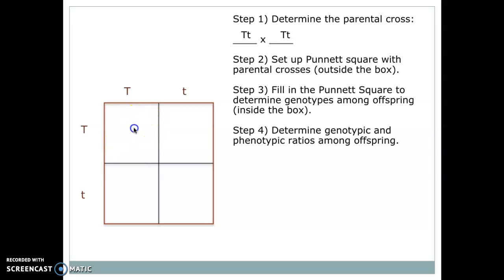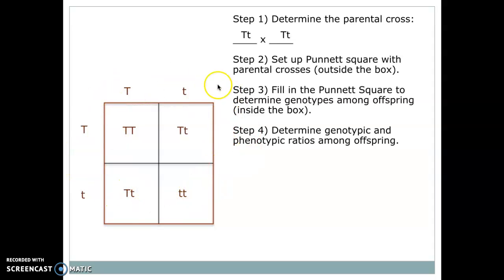So this box here would be big T, big T. Box number 2 would be big T, little t. Box number 3, big T, little t. Notice how these are written the same even though we would have put the little t first. When we're writing genotypes, the capital letter always comes first. It doesn't change what it means. So if you put the little t first, it means the exact same thing. It's just a formality to put the big T first. Box number 4 is going to be little t, little t.